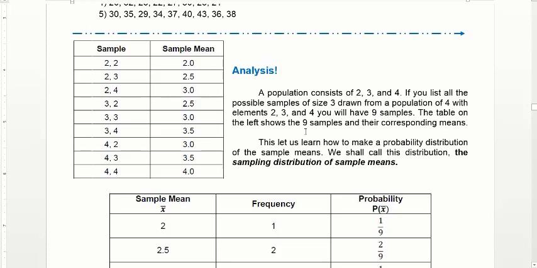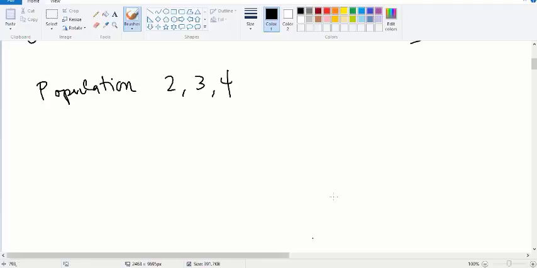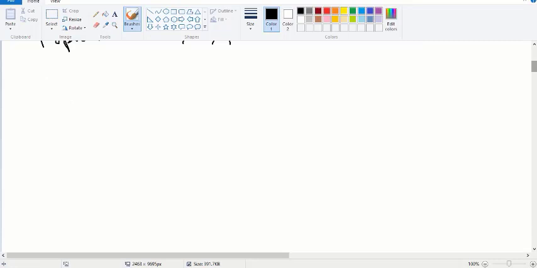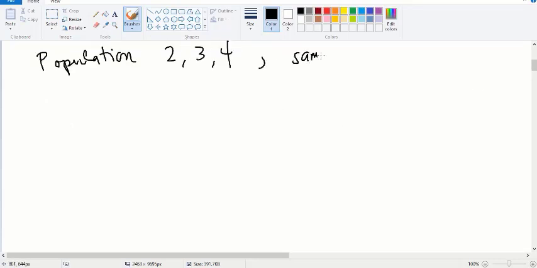So the table on the left shows the 9 samples and their corresponding means. Okay, I'm sorry about this one. May something wrong dito. It should be sample size of 2 drawn from a population of 3. I'm sorry about that again. I hope mapanood nyo tong video na to so that you will be able to know that may correction ng module na yan. So anyway, going back here, sabi niya, we have a sample size.